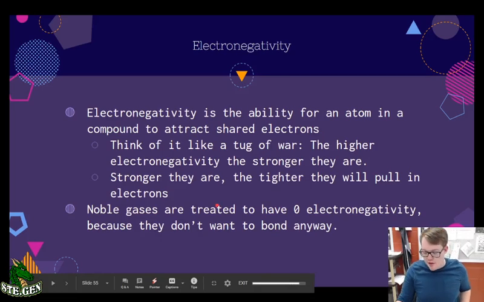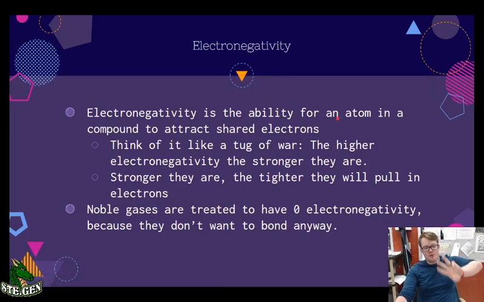What's going on, everybody? Now we're at trend number 3, electronegativity. Electronegativity is the ability for an atom in a compound to attract shared electrons. This might sound kind of like the electron affinity stuff that we were talking about, and it has a similar kind of ring to it, but it's not talking about the energy released when it gets the electron. This is the ability for it to actually get those electrons to it in the first place.